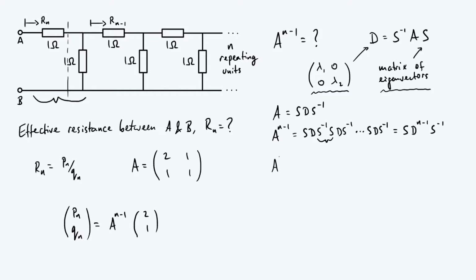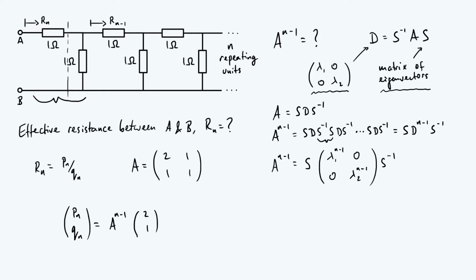Now this is useful because the conclusion is that A to the power of n minus 1 is the S matrix multiplied by the n minus 1th power of a diagonal matrix, because D was this, remember, and taking the nth power of a diagonal matrix is easy because you just raise each entry along the diagonal to that power. So it's going to be the first eigenvalue, lambda 1 to the power of n minus 1, still 0 there, still 0 there, and lambda 2 to the power of n minus 1 there. And of course, you've still got your S inverse matrix at the end.